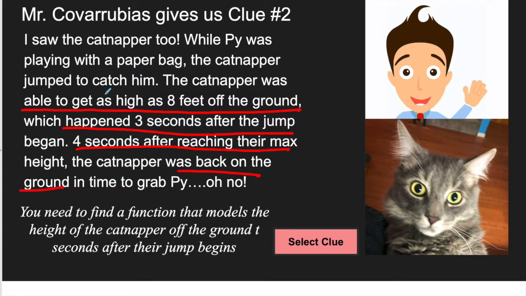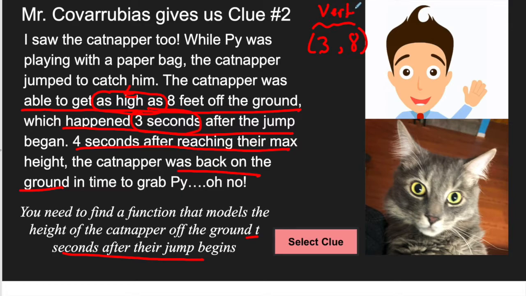What I'm getting at is the vertex. And if we look at "as high as," think about that. That means the catnapper got no more than 8 feet off the ground, which means that we have a maximum value of 8. Notice that we also know that it happens 3 seconds after the jump began, and in this context, x represents seconds after the jump began. So if 0 is when they first take off, then 3 seconds after the jump began would be represented by the number 3.